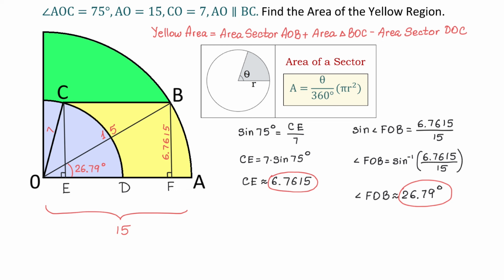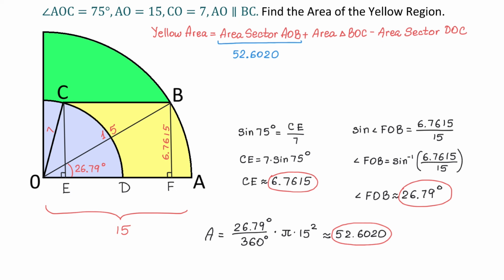Using this formula, we will write that the area equals 26.79 degrees over 360 degrees times pi and times 15 squared. And this is approximately 52.6020 square units. So what we have so far is the area of the sector AOB. Next, let's find the area of the triangle BOC.